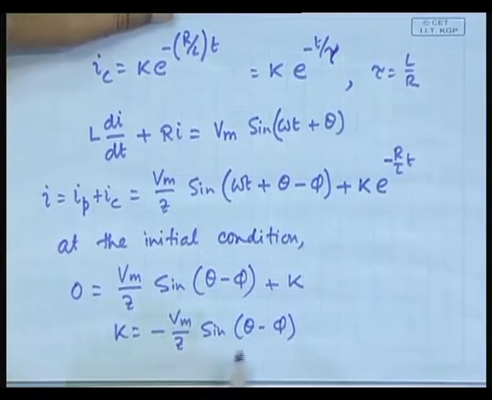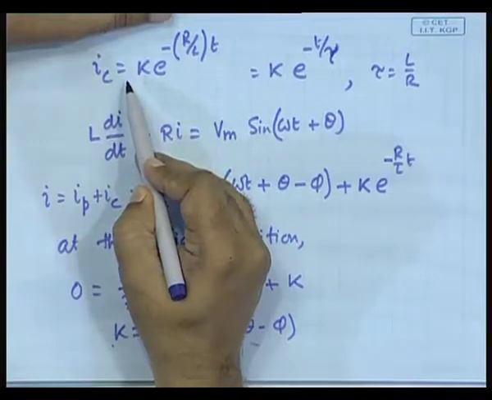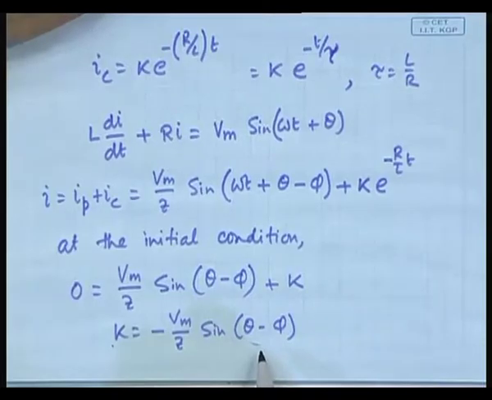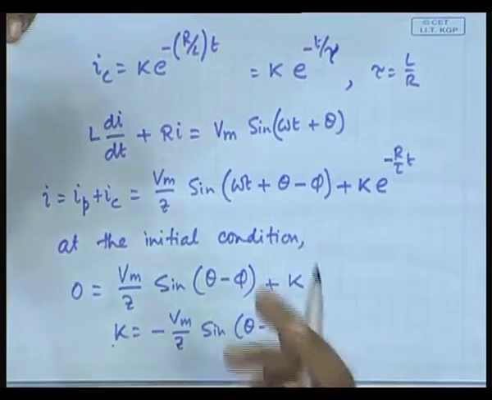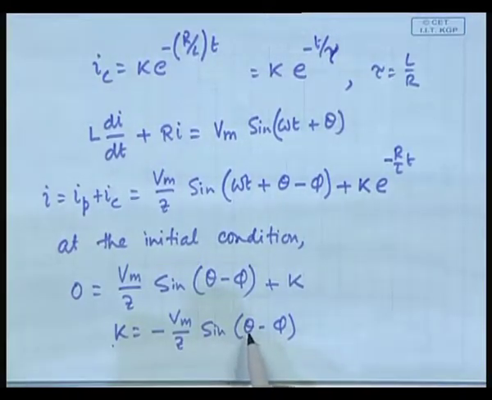Now, you notice that if theta is equal to phi, then this term is 0, therefore, k is equal to 0. If k is equal to 0, then the transient is 0. So, what is the condition that the transient will be 0? That if the system has a phase angle phi, then if you start the sinusoid exactly at that amount of delay, then the transient will be 0, clear.